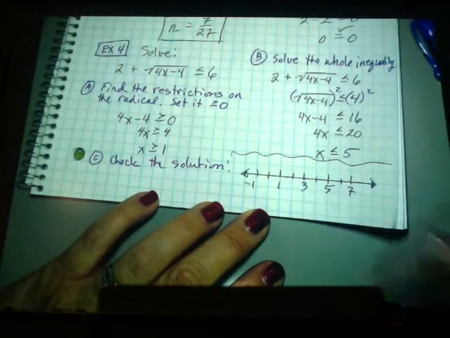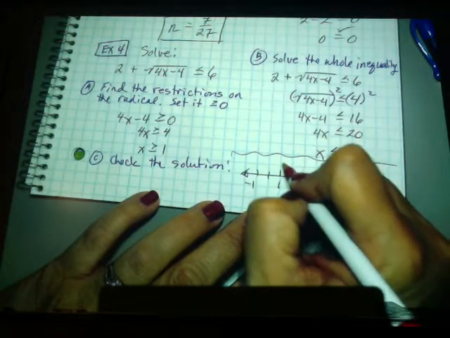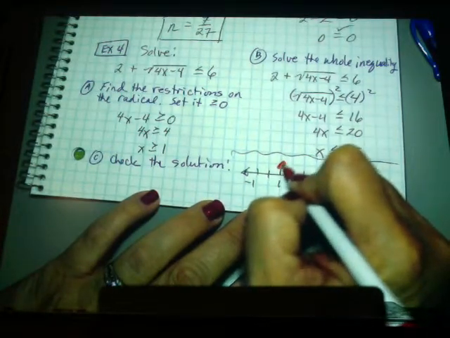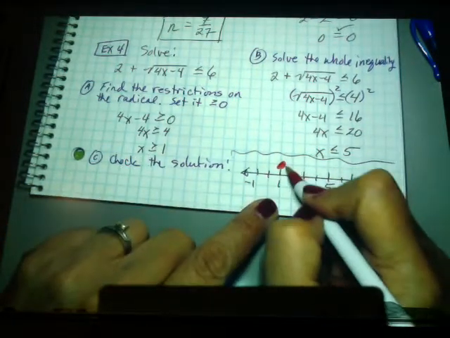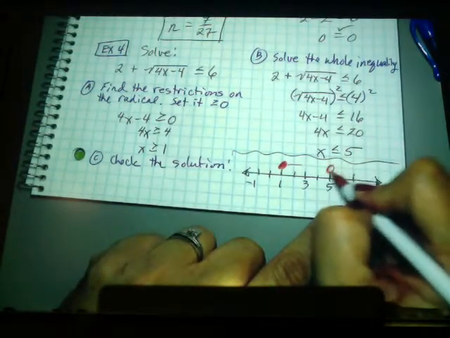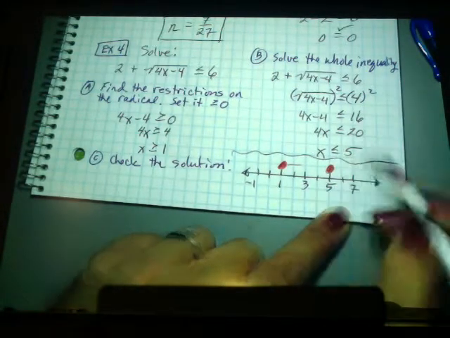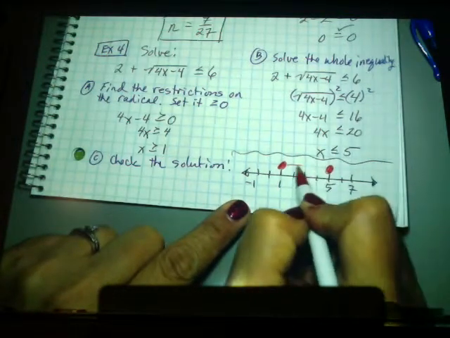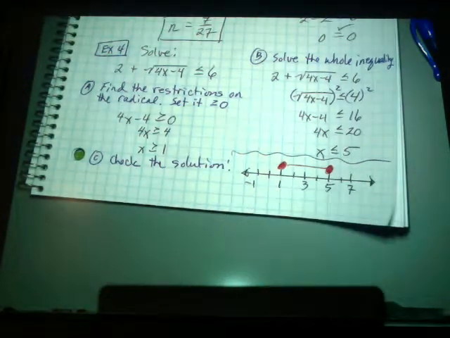So according to this, greater than or equal to 1, I would have a closed circle at 1 because it's equal to, and an arrow going to the right. Less than or equal to 5, I would have a closed circle at 5 because of the equals to, and an arrow going to the left. And so they meet in the middle.